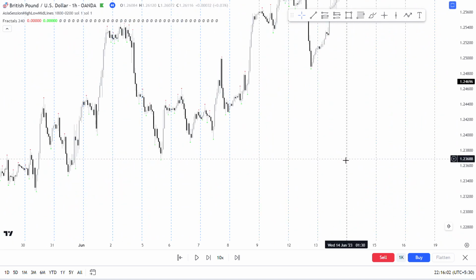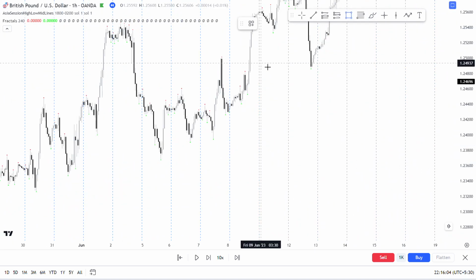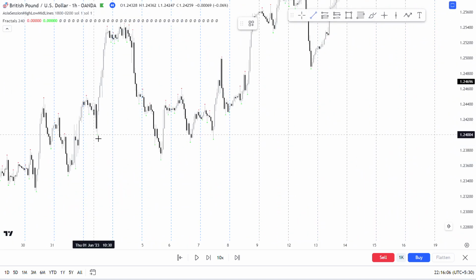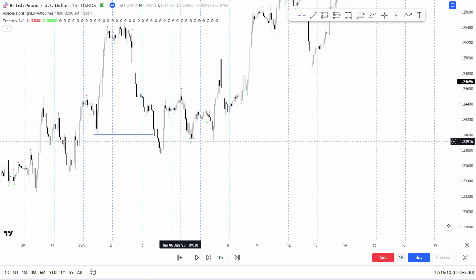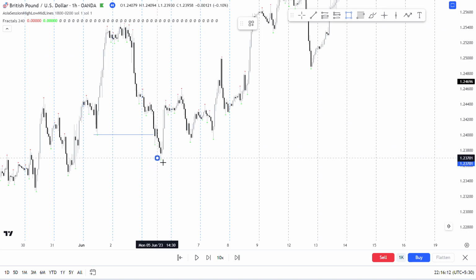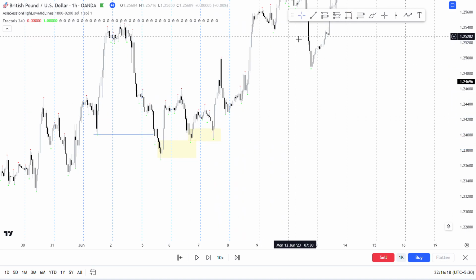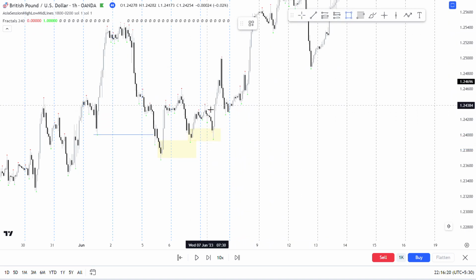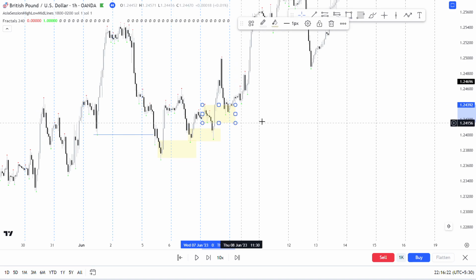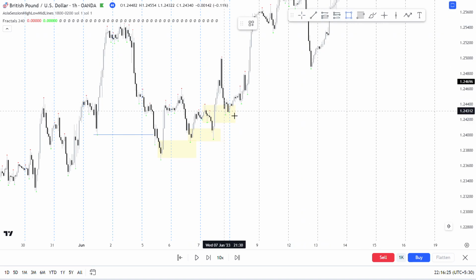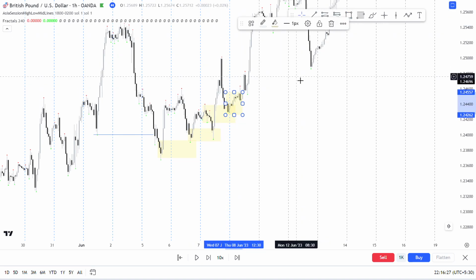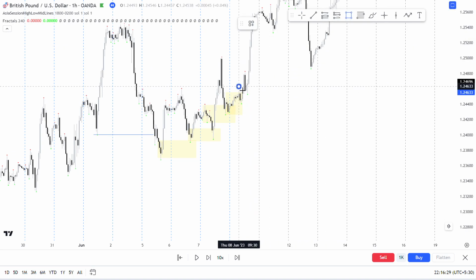If you see here, what happened is the liquidity got taken, and the money got transferred into this order block. Now the money got transferred into this order block by the use of the breaker block. Again, this is all money transfers.